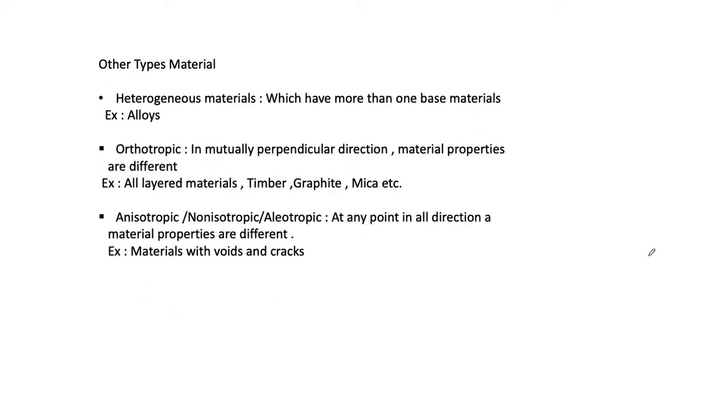Next, some other types of materials: heterogeneous materials, which have more than one base material, such as alloys made up of brass and copper. In that way, we can say homogeneous materials have only one material, which is aluminum only. Alloys have more than one metal, like brass and copper, and we can also make an alloy such as steel.